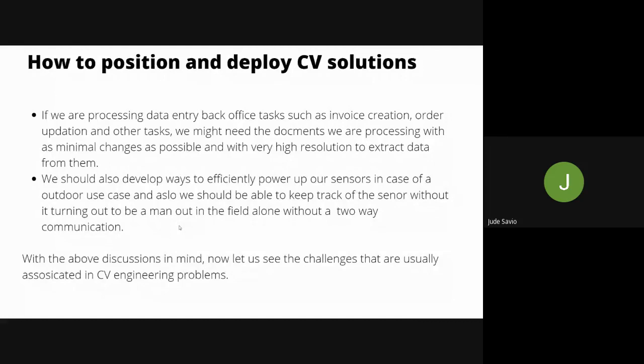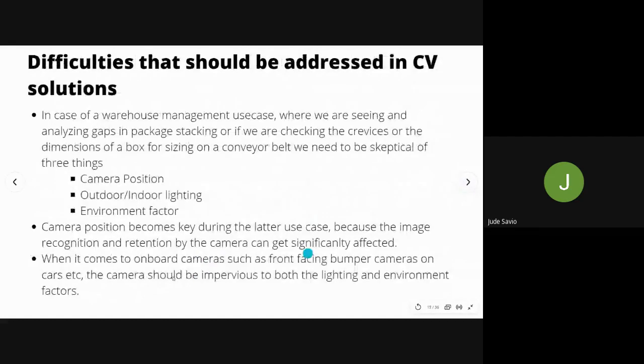And with the above discussions in mind, let us see some of the challenges that are usually associated with CV engineering problems. In the case of a hardware warehouse management use case, we are analyzing gaps in the package stacking, or we are checking if there are crevices or marks in the dimensions of the box, if the box is not of the right dimension, or it has some defect, some kind of marks on it.